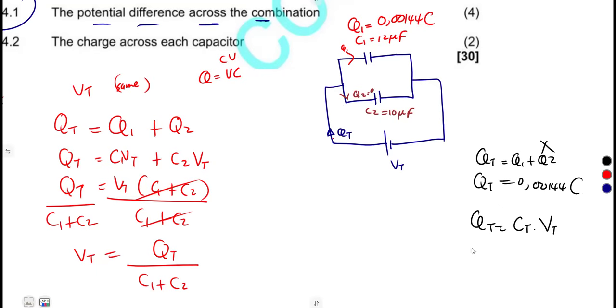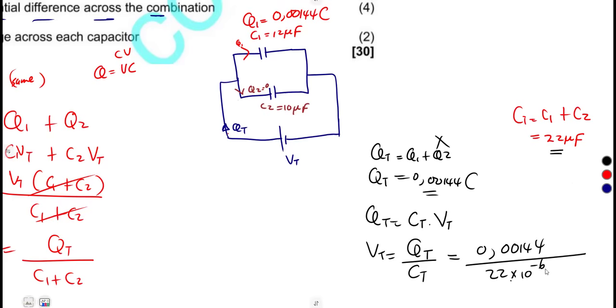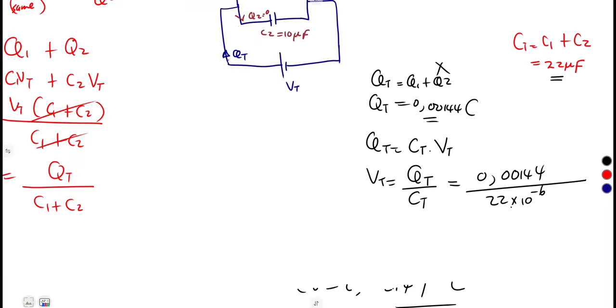So VT, the one that we want, is going to be total charge over total capacitance, where in parallel the total capacitance is equal to the sum of the capacitors. So you add C1 and C2, 12 plus 10, which is 22 microfarad. Meaning your VT is going to be QT, 0.00144, over the total capacitance, 22 times 10 to the exponent of -6. That is going to give us the total voltage.